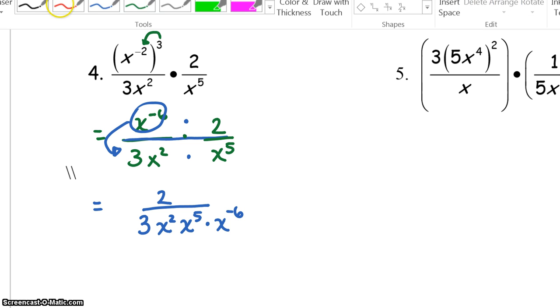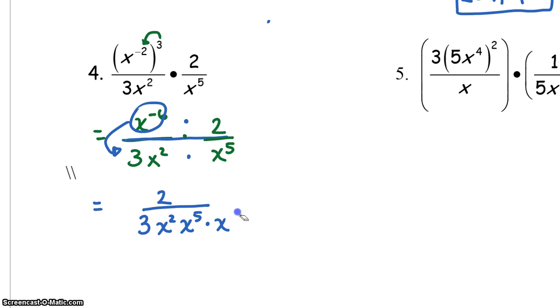Oh, I made a mistake. I hope you caught it. It's not supposed to be negative 6 anymore. It's supposed to be x to the 6th. Alright, now I do notice that there's a lot of the same base, which is all x's here. So I'm going to go ahead and put the 2, put the 3. They're simplified already. But I need to add these exponents. So I need to add 2 plus 5, which is 7, plus another 6 is x to the 13th. And that is our final answer.